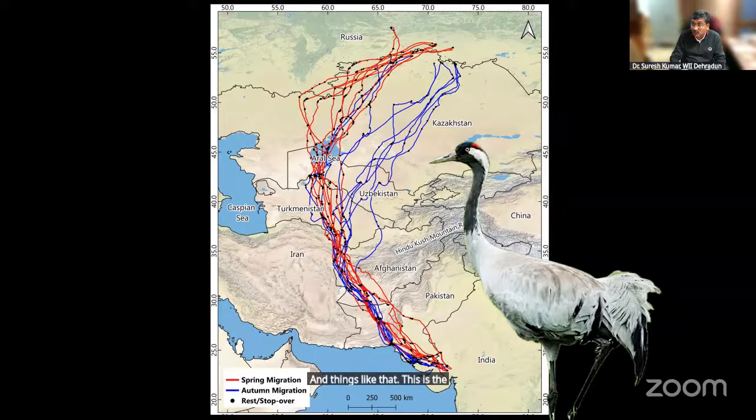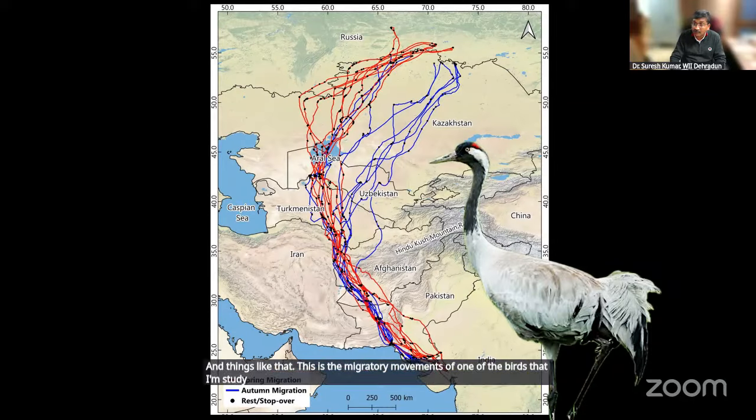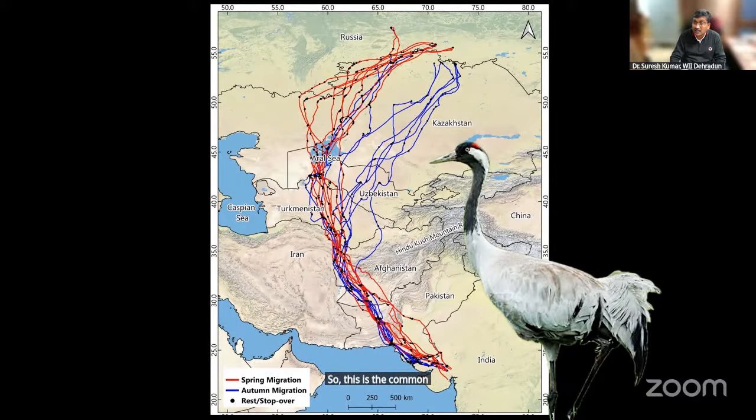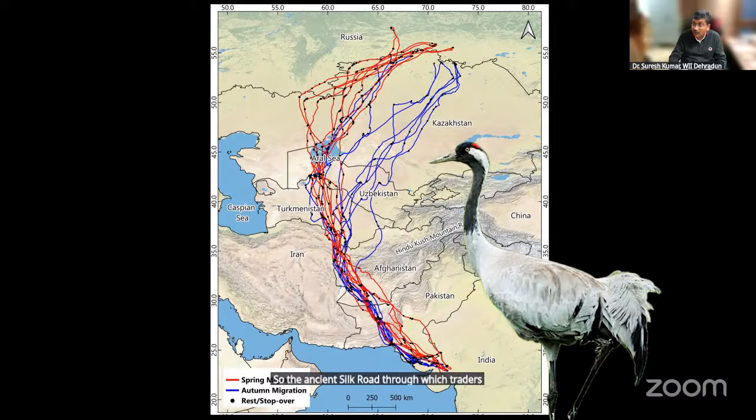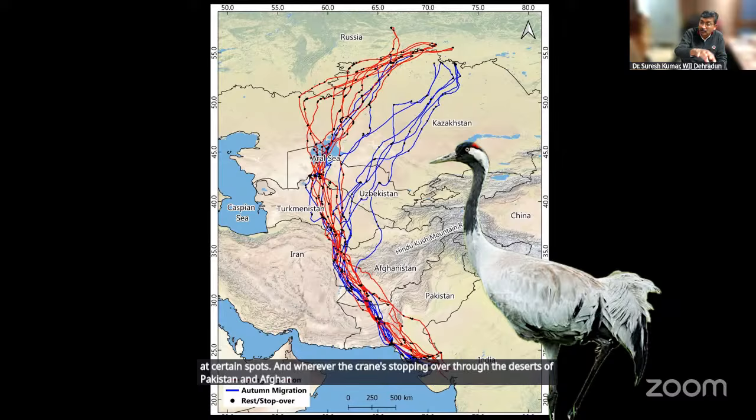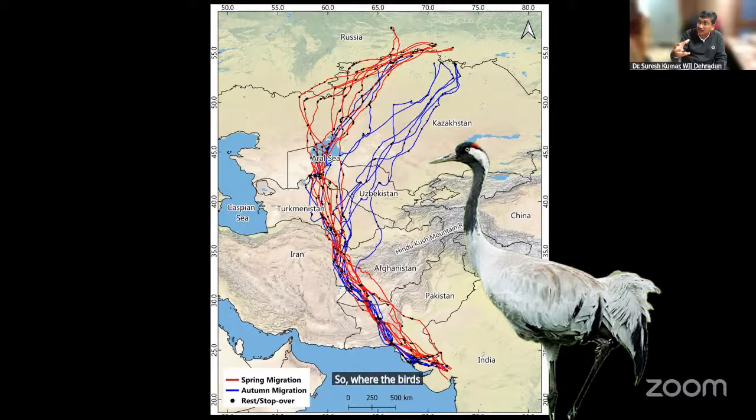This is the migratory movement of one of the birds that my team and I are studying. This is the common crane. You can see the migration passes through the ancient Silk Route. The traders who went along the ancient Silk Route would have definitely seen common cranes arriving at certain spots. Wherever the cranes stop over, through the deserts of Pakistan and Afghanistan and also northern Iran and Turkmenistan, there are oases where the birds would arrive. And the people in the early past would definitely have looked for them, thinking, okay, these birds are going in that direction.